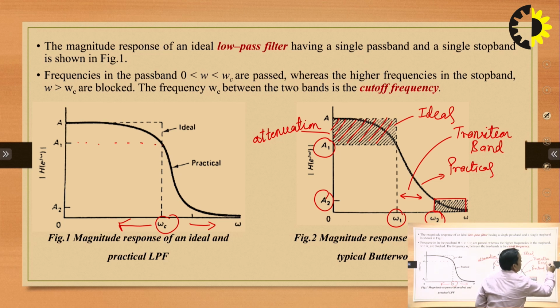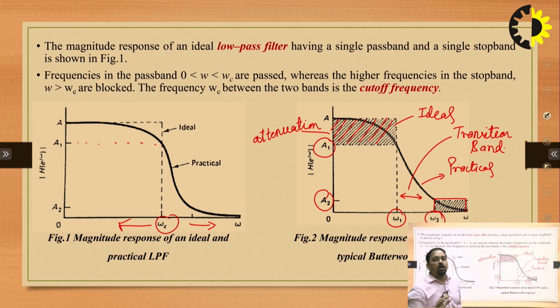Later on we will see that as the filter order increases, the width of the transition band decreases, meaning the magnitude response of a practical low pass filter will attain a similar kind of response as we get for an ideal low pass filter. Means as the order increases, the filter becomes ideal.